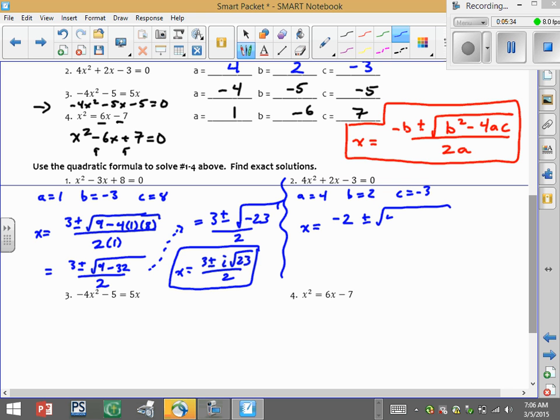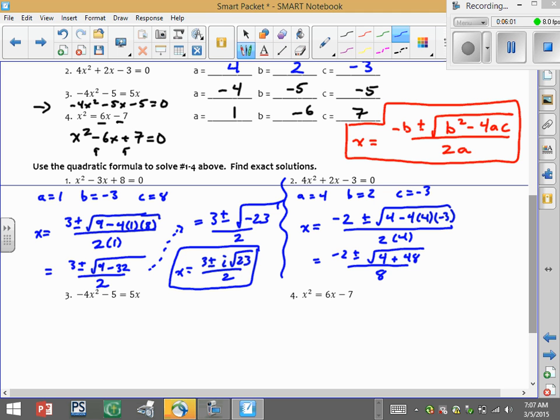2 squared is 4, minus 4 times negative 3 over 2 times 4. So now we have negative 2 plus or minus the square root of 4, and then 4 times 4 is 16, times negative 3 is negative 48, so that's going to turn this into plus 48 over 8.